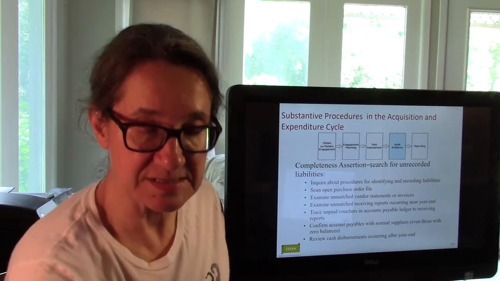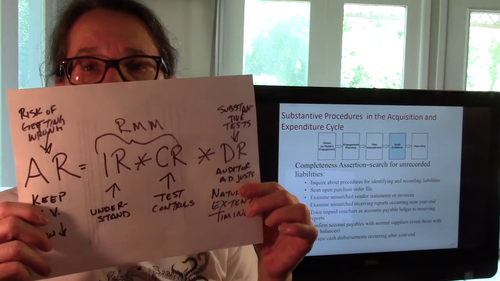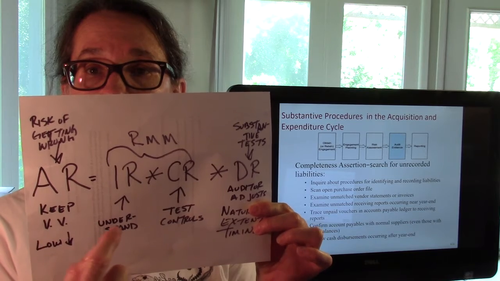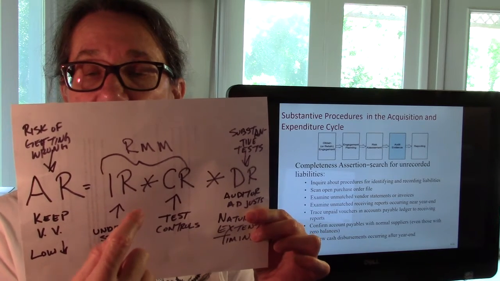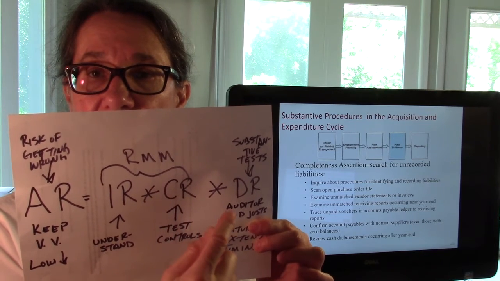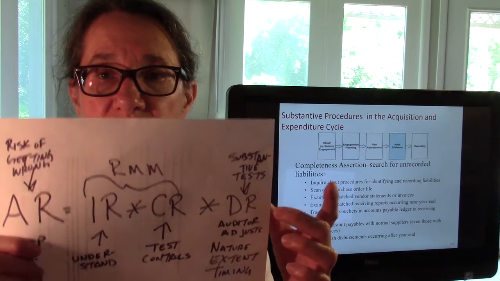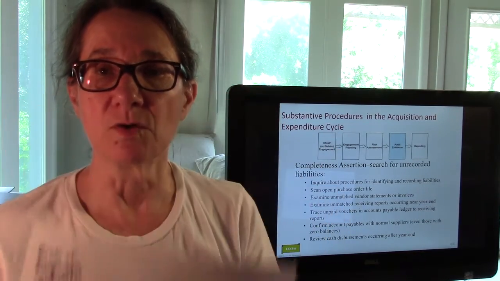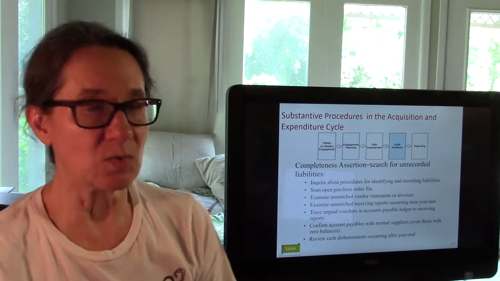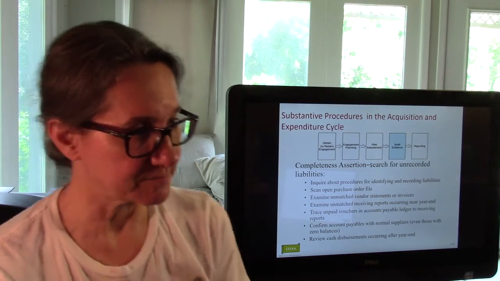So we are up to substantive tests, right? We want to keep audit risk very, very low. We understand inherent risk, and we understand control risk, and now we are over here to substantive testing. In order to keep our detection risk low, we are going to use our substantive tests to do more or less testing, but we're definitely going to do some substantive tests.